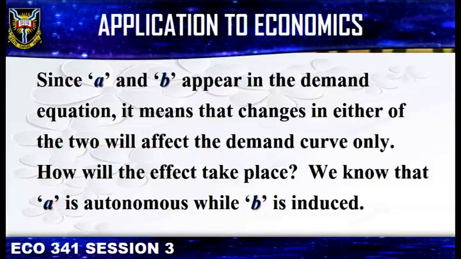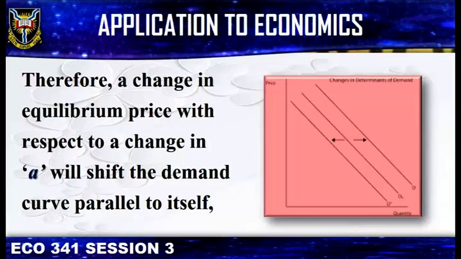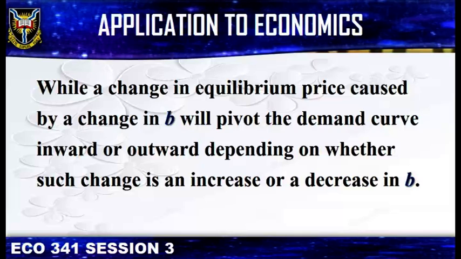Since A and B appear in the demand equation, it means that changes in either of the two will affect the demand curve only. How will the effect take place? We know that A is autonomous while B is induced. Therefore, a change in equilibrium price with respect to a change in A will shift the demand curve parallel to itself, while a change in equilibrium price caused by a change in B will pivot the demand curve inward or outward depending on whether such change is an increase or a decrease in B.